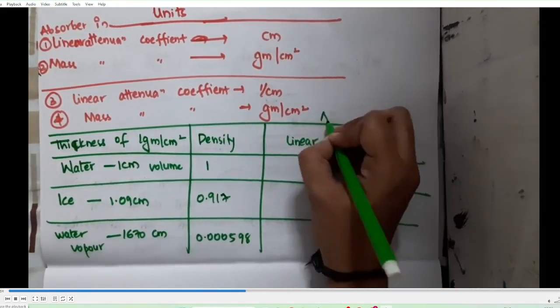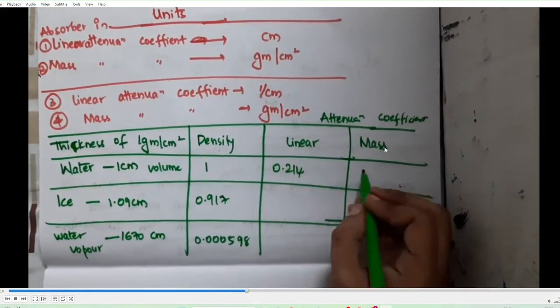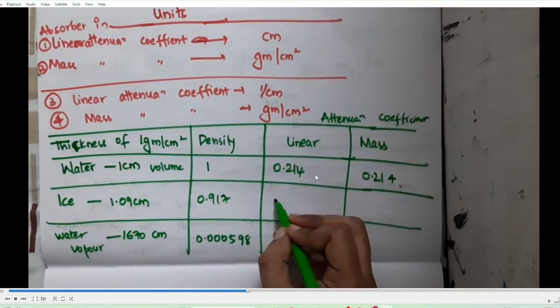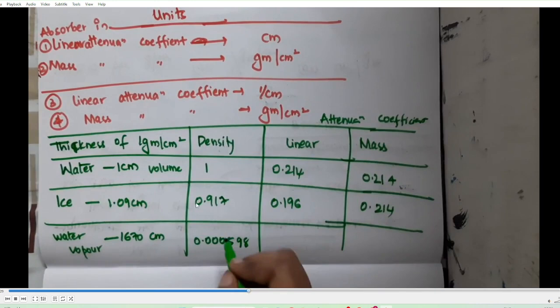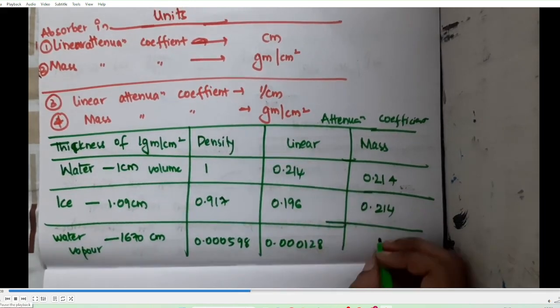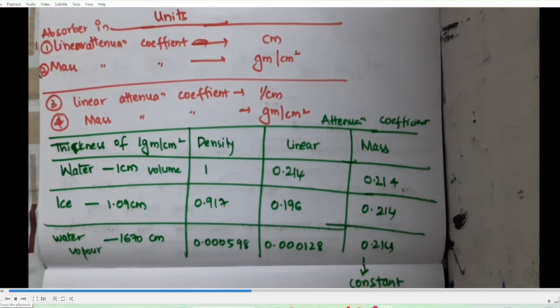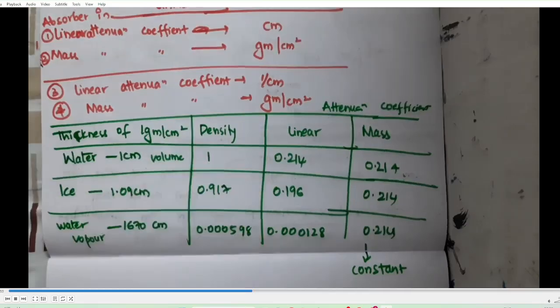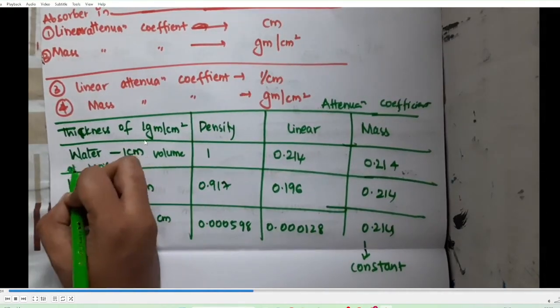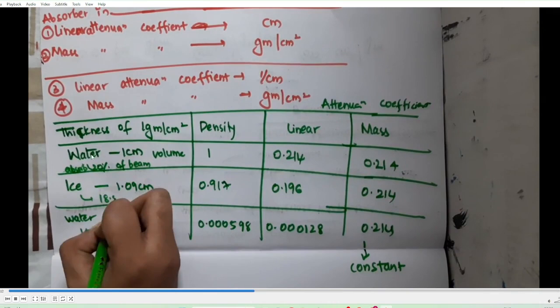So if you see the linear attenuation coefficient and mass attenuation coefficient for water, both are the same, whereas for ice the linear attenuation coefficient is 0.196, which is less than that of water, and water vapor has an even lesser linear attenuation coefficient, that is 0.00128, whereas the mass attenuation coefficient for all of them is constant.